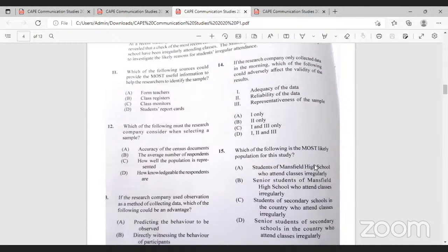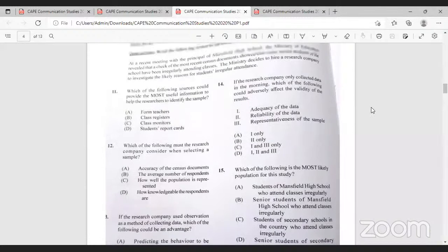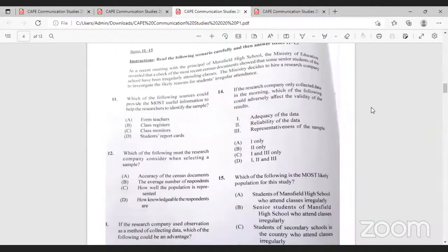Students of Mansfield High who attend classes irregularly, senior students of Mansfield High School who attend classes irregularly, students of secondary schools in the country who attend classes irregularly, or senior students of secondary schools in the country who attend classes irregularly. Remember, the population is the thing that the sample is drawn from, right?